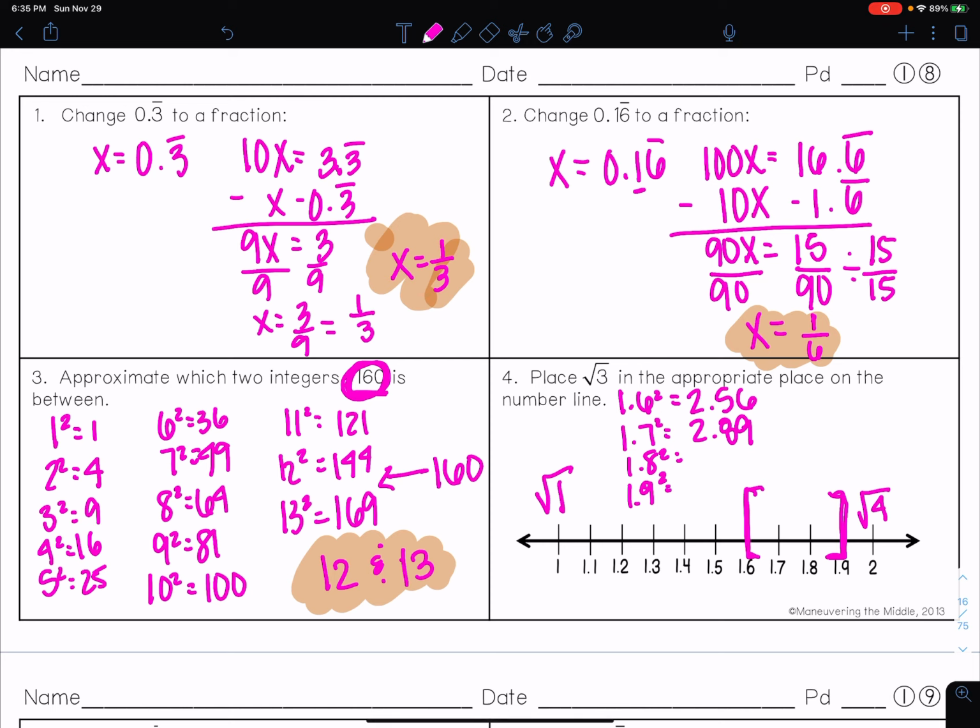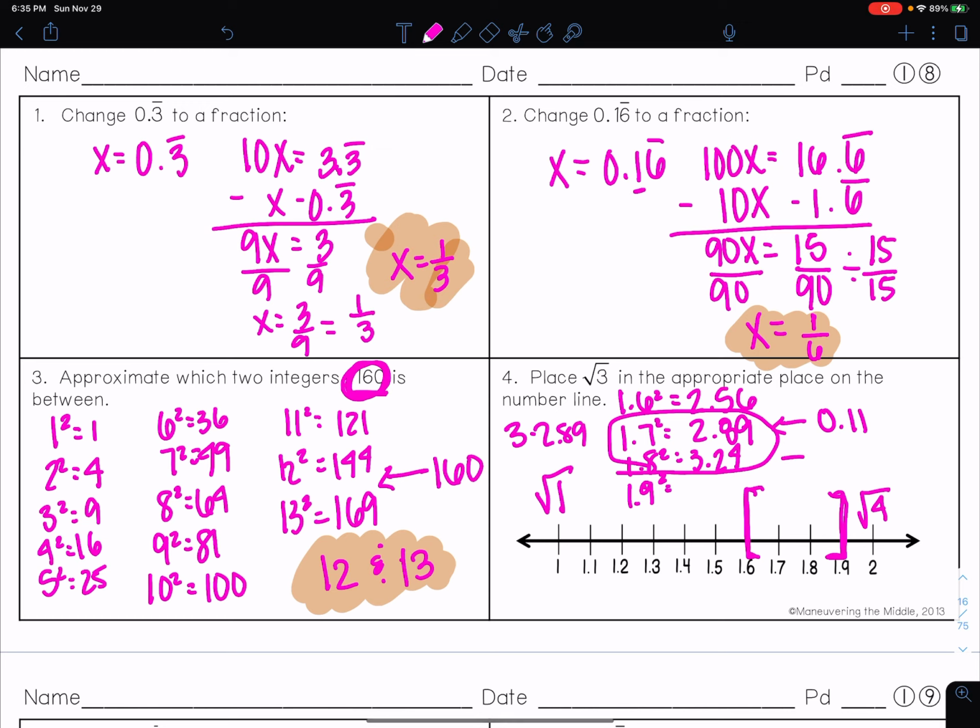1.8 squared is equal to 3.24. And we've gone over, so we know that the square root of 3 is going to be between 1.7 and 1.8. And which one is it closer to? Well, this one's only 11 hundredths off, because if I just do 3 minus 2.89, it's 11 hundredths off.